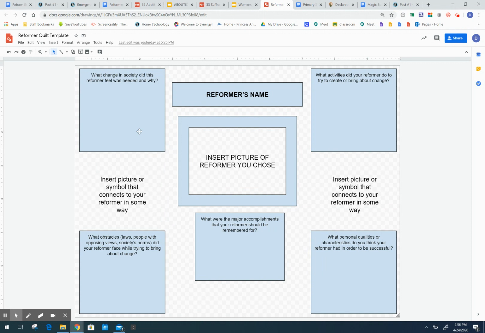You're going to be maybe needing to do additional Google search for this one if you want, but there still is plenty of information from the video clips, the article, and the Google slide that I provided that should give you plenty to work with in this Google drawing of your reformer quilt template.